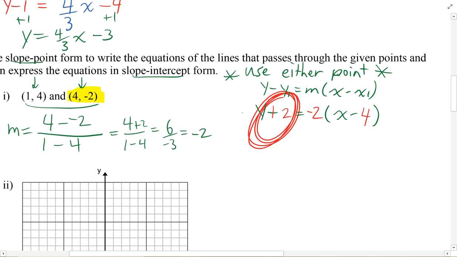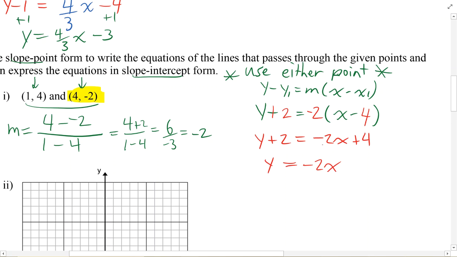That's the trickiest thing right there. Okay, so now we can multiply. So y plus 2 equals -2x plus 4. Y equals what? -2x. Oh, we multiplied in. Sorry, +8. Thank you. +8.